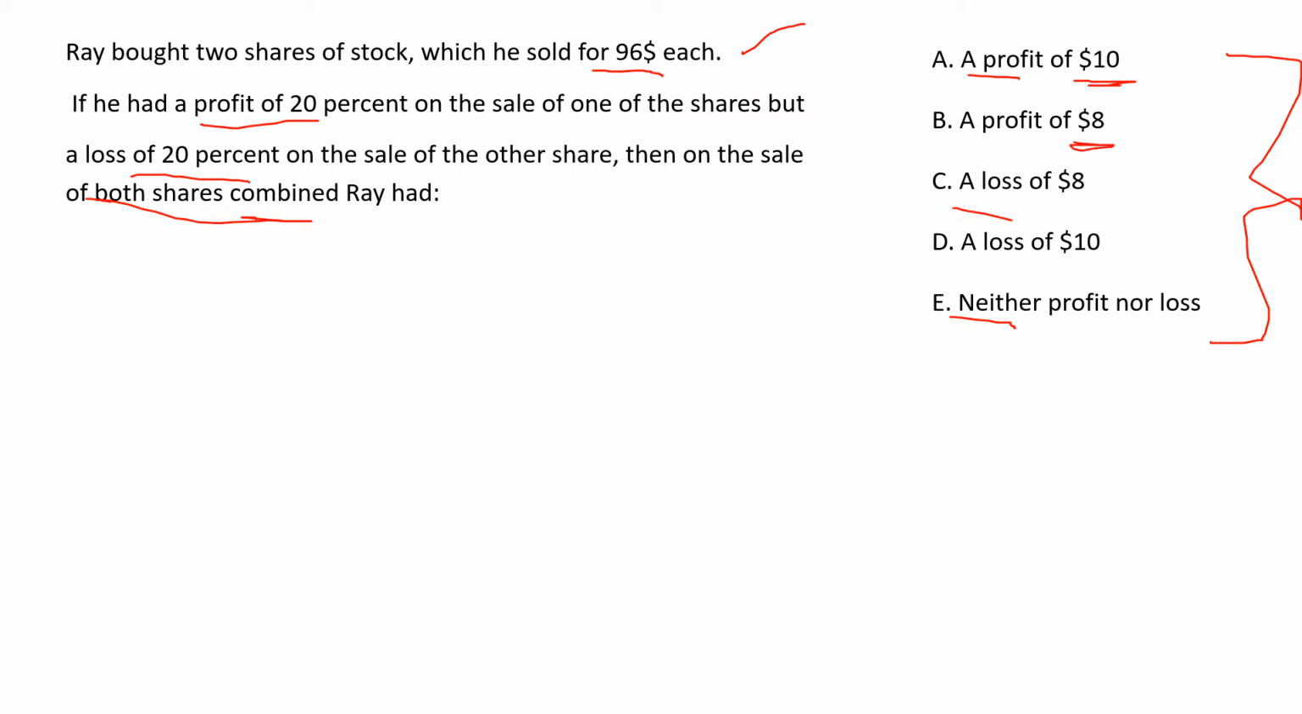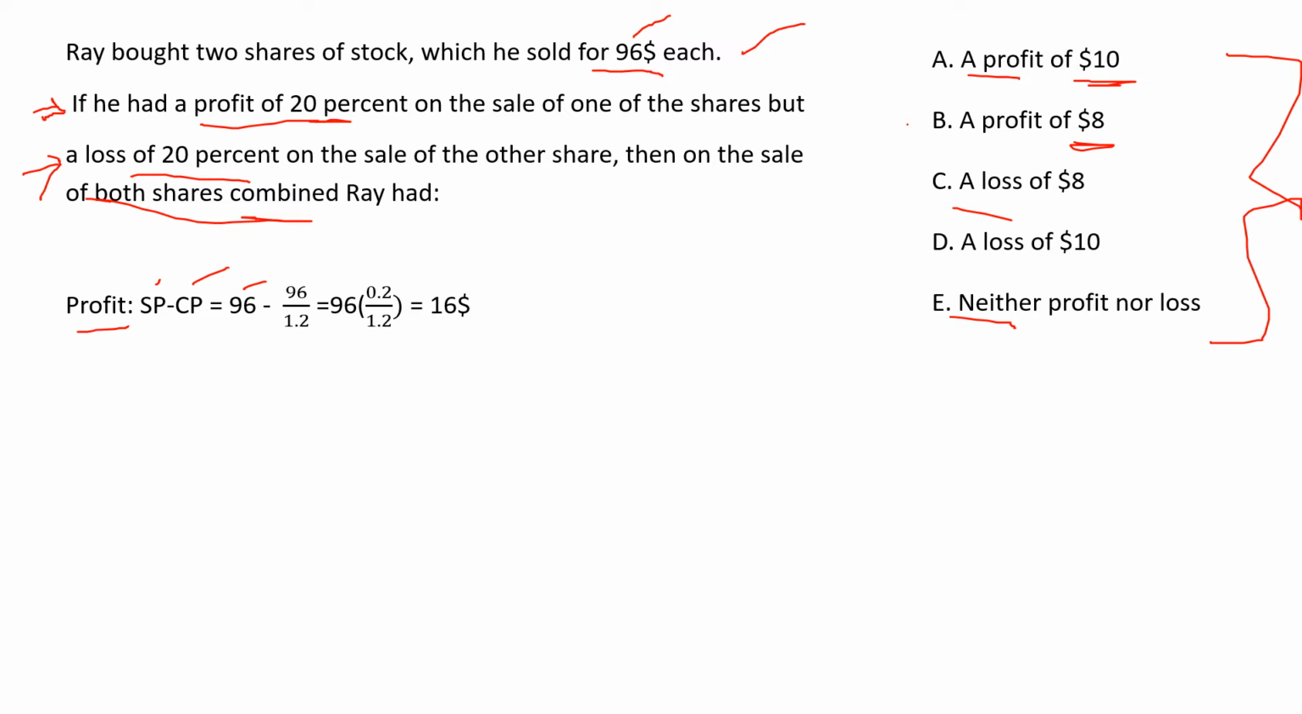So let's quickly convert these percentages into dollar amounts so we can finally reach the necessary option. We can quickly write down that the profit is nothing but sale price minus cost price. We know that the sale price is 96, and we are given that he made a profit of 20%. Profit of 20% means that the sale price is equal to 1.2 times its cost price.